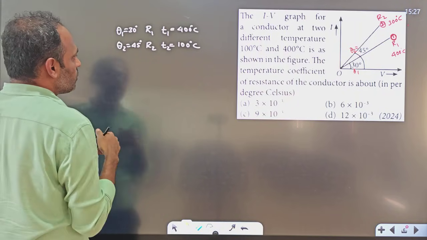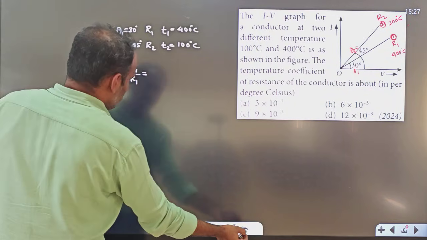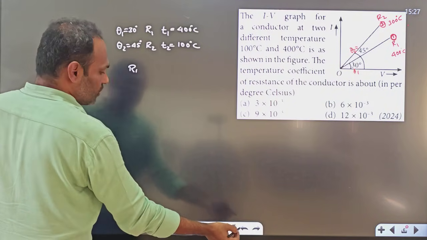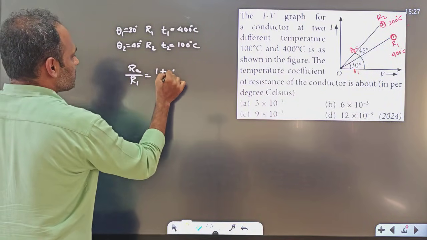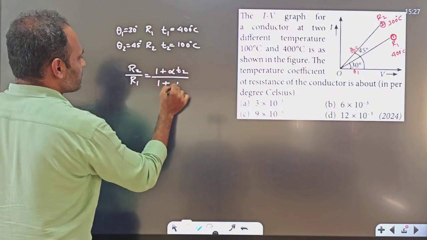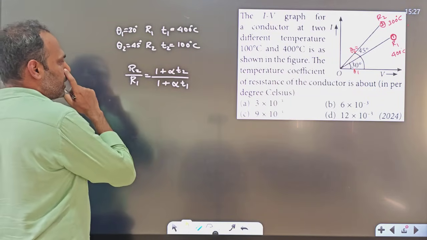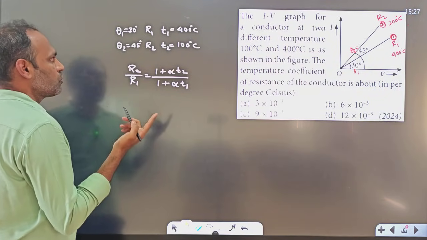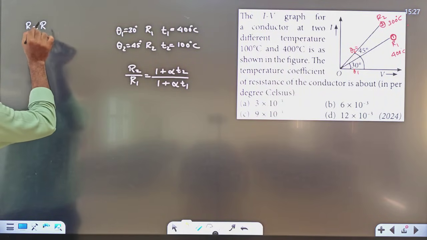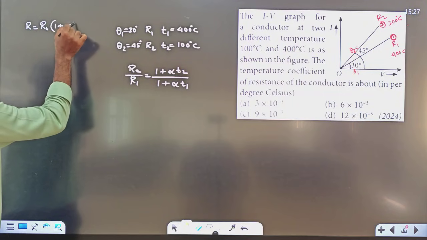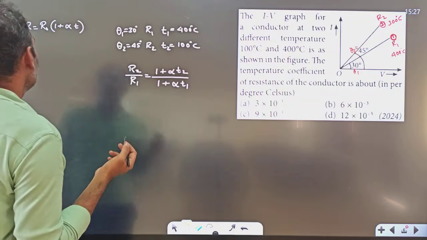Since there are two resistances and two temperatures, you can use this formula. R2 by R1 is equal to, or R1 by R2 is equal to. I will use R2 divided by R1 is equal to 1 plus alpha T2 divided by 1 plus alpha T1. Correct? R2 and R1 we don't know, so we have to calculate them here, using the formula R is equal to R naught into the bracket 1 plus alpha T. But here we don't know alpha also.